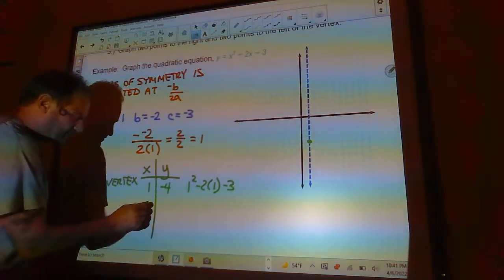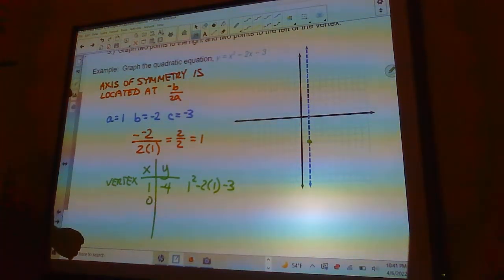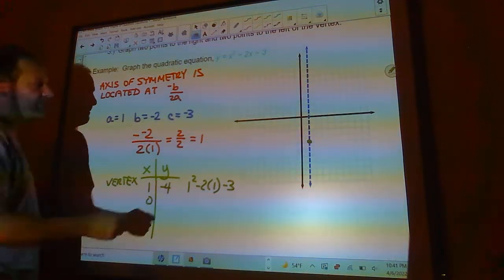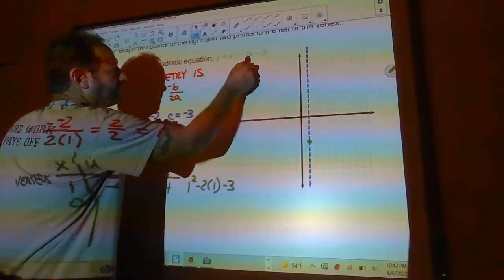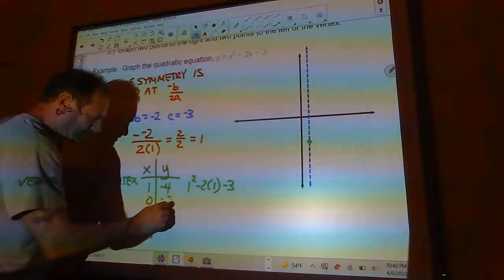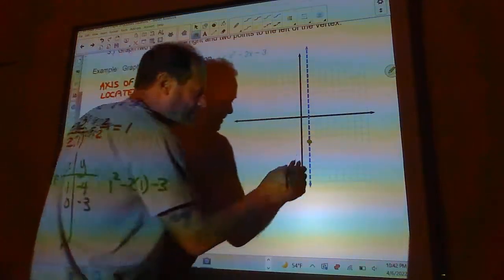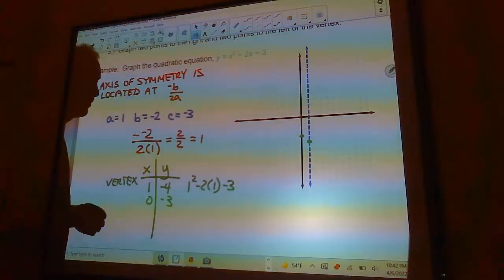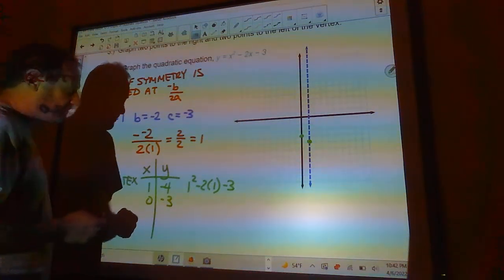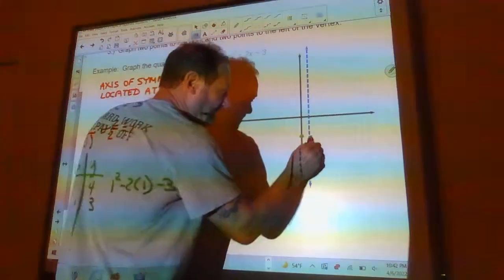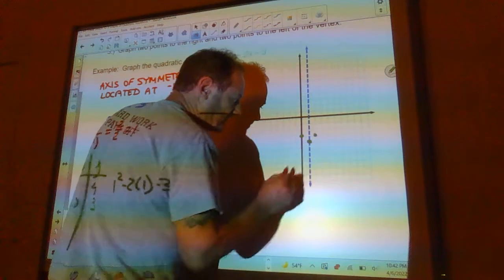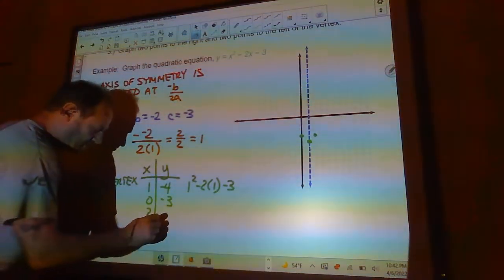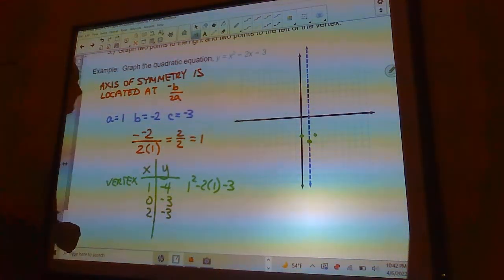So I always like to use 0 if I can because it's super easy. If I plug 0 in here, I know that's 0 minus 3, that's negative 3. I can do that very quickly. So 0, negative 3 is on the graph. Now I did 1 point, and I'm going to get another one for free because this is symmetric. So this point is also going to be on the graph. That's the point 2, negative 3.